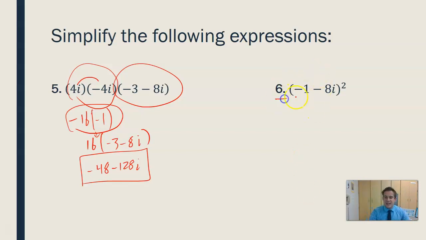Okay, number 6. This is an interesting question. I have negative 1 minus 8i squared. What does squared mean again when I square something? Well, 2 squared is equal to 2 multiplied by itself. So just 2 times 2. So negative 1 minus 8i squared is just negative 1 minus 8i multiplied by itself, times negative 1 minus 8i. So this is going to turn into a very similar problem as on the previous slide, where I'm going to have to multiply everything in this first parentheses by everything in the second parentheses.